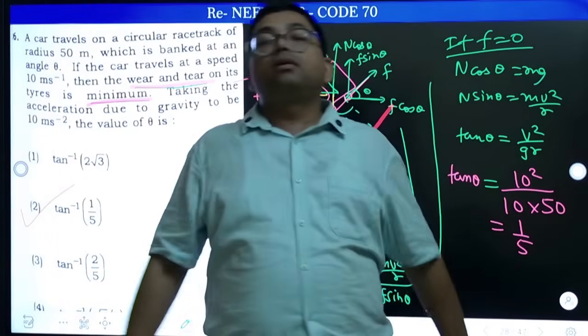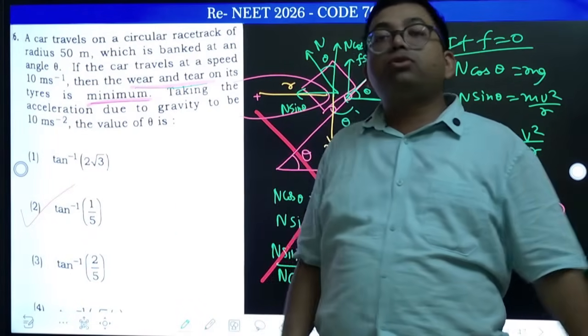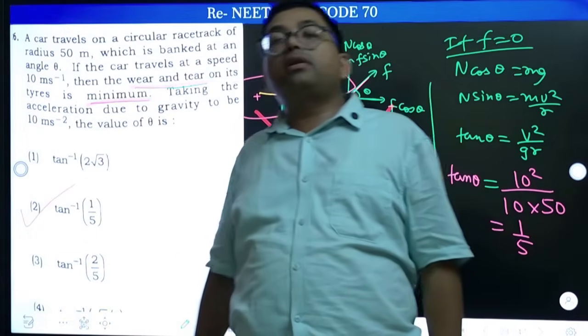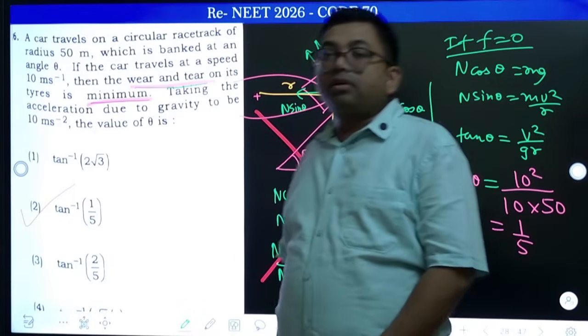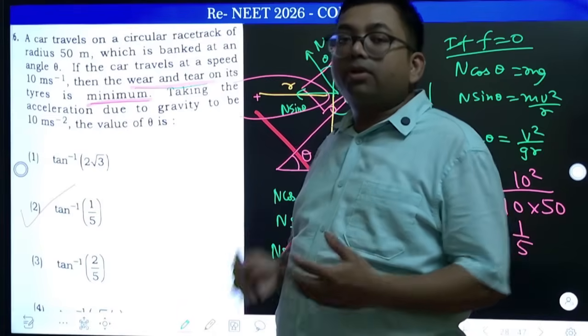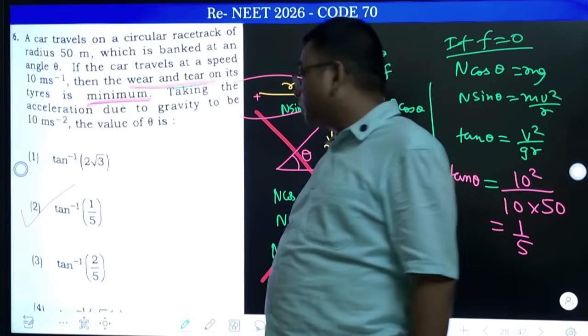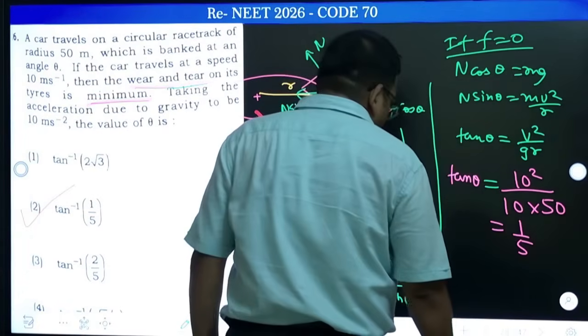So it's like only banking is helping it to move. If banking is not there, then he cannot move, right? So he is taking a circular turn because only banking is there. Okay, that means this is a smooth surface.